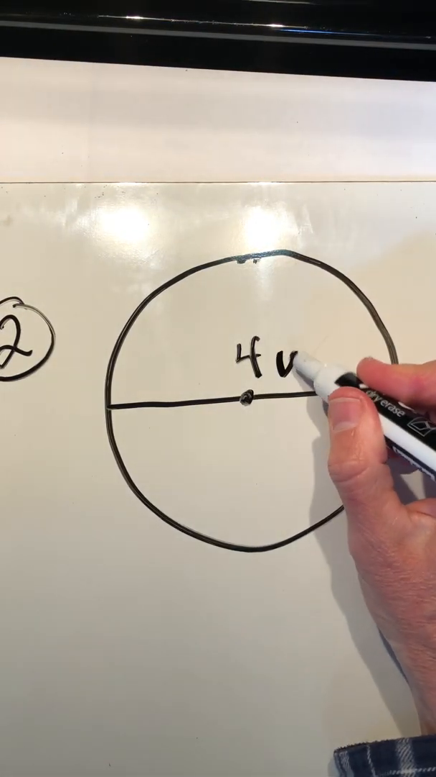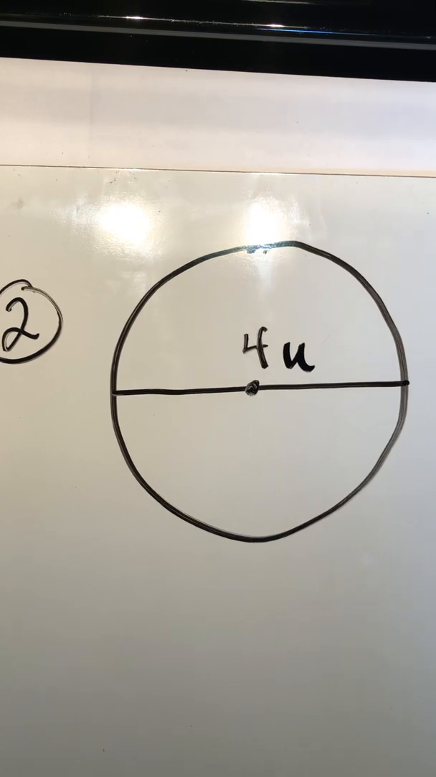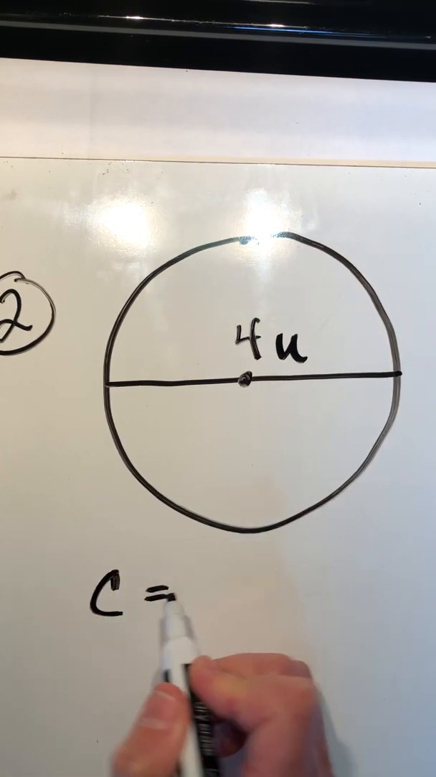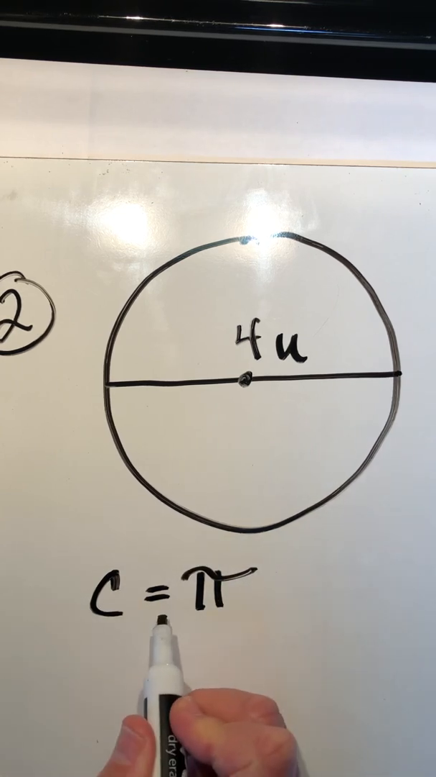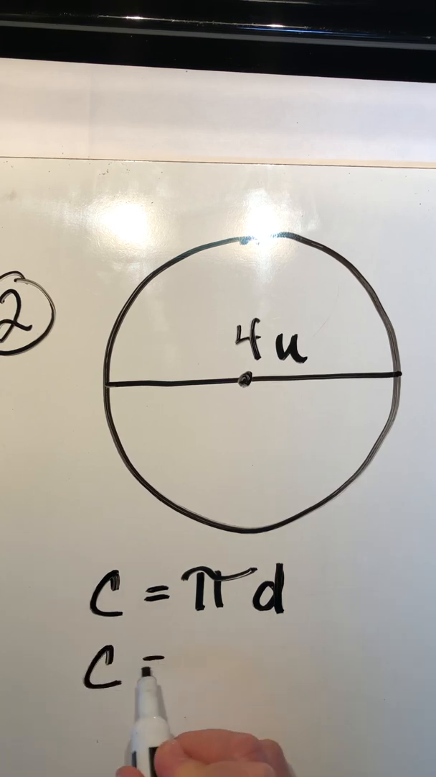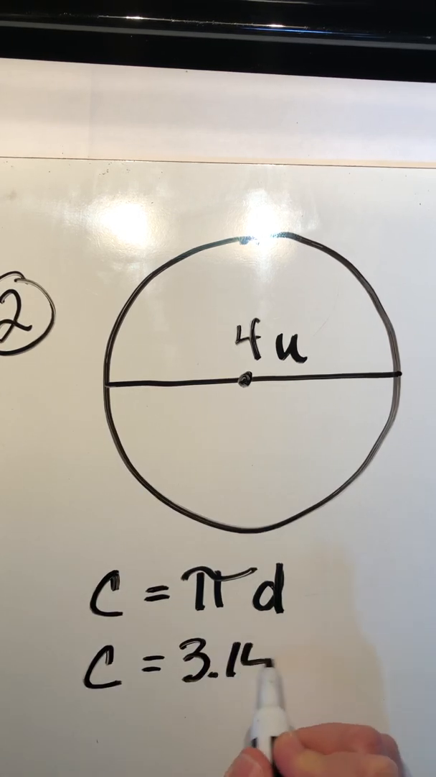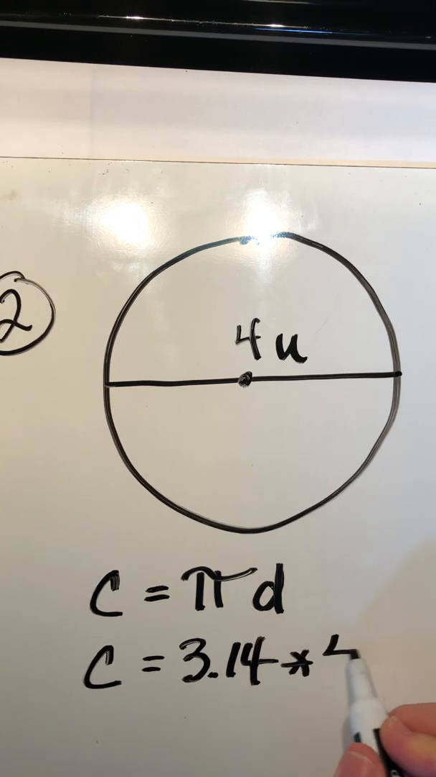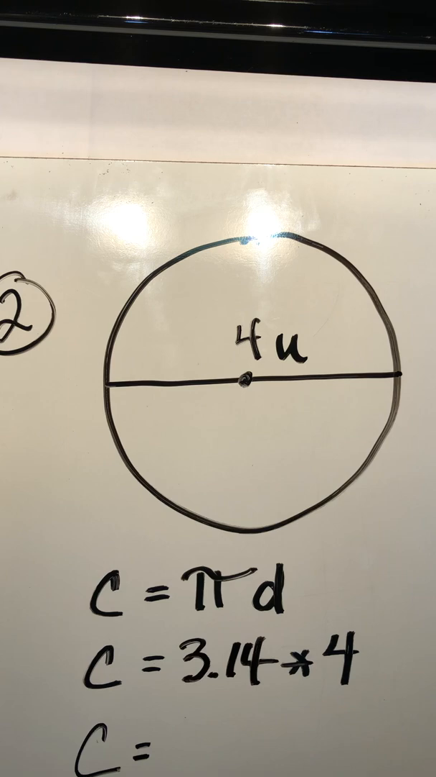Just 4. So we're going to call that 4 units. And here we go. So C equals circumference equals the value of pi times the diameter. So C will equal 3.14 times D, which is 4 units. And when you do that multiplication on your calculator, you will get 12.56 units.